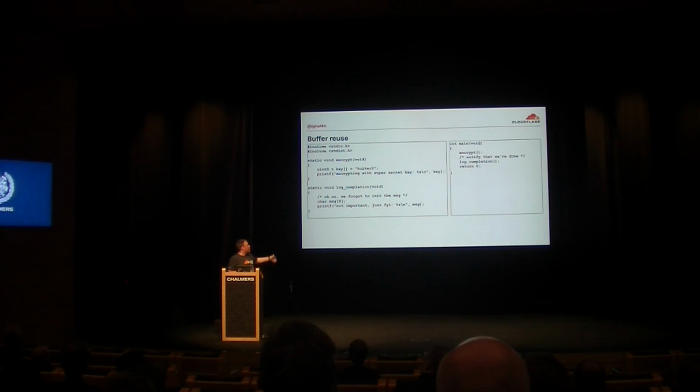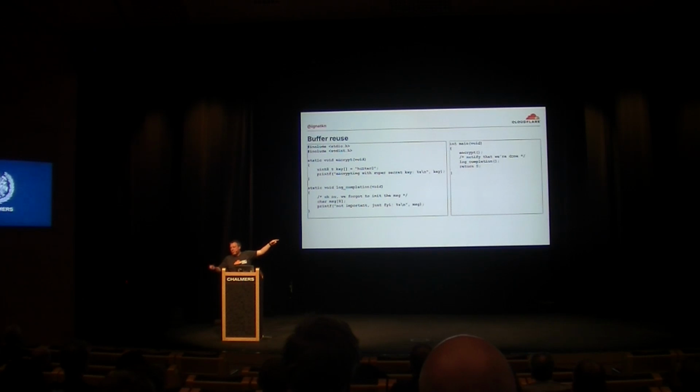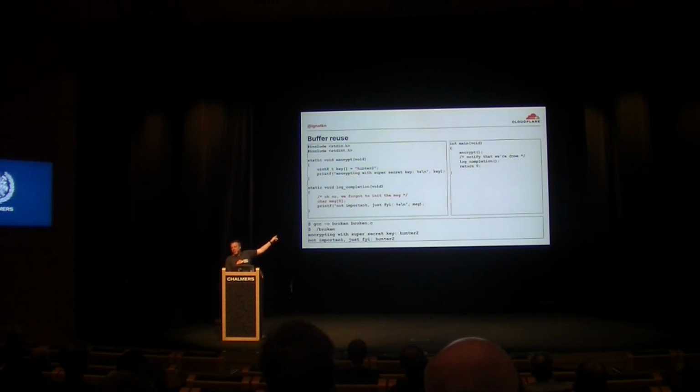Buffer reuse. This is a complete C program. You can copy paste later from the slide and compile. It's quite simple. You have your main function, and it does two things: encrypt and then log completion. I'm implementing these two stub functions here, but there is a bug: I forgot to initialize my message in the log completion. So technically, if you don't have any compiler protections enabled, and you compile and execute this code, you'll notice you accidentally leak your cryptographic key from the encrypt function.